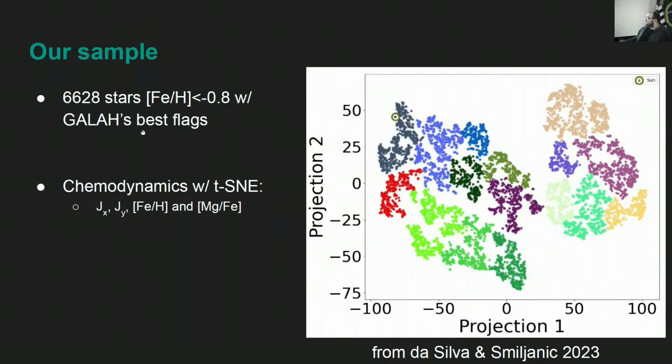So what we did was to get the best flags for stars with metallicity below minus 0.8 in GALAH. And then we used the dynamics and the chemistry, mainly metallicity and magnesium, which is an alpha element, to produce a t-SNE map. Here is the Sun for reference. And these colors here are groups. How did we get these groups?